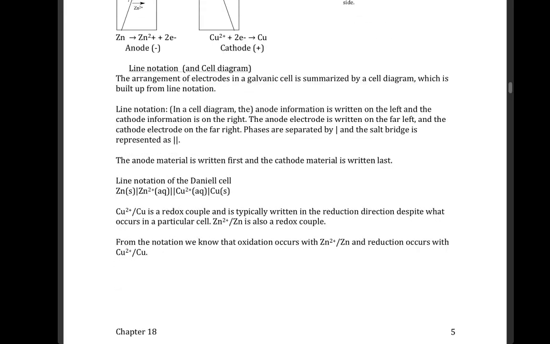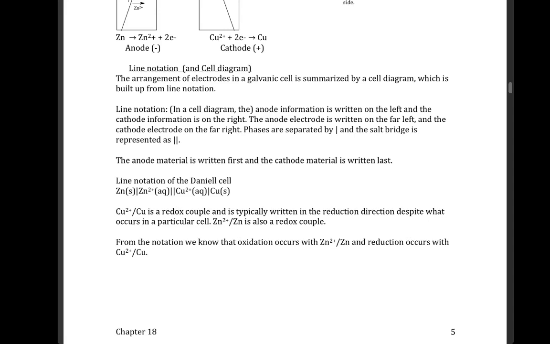Okay, some new terminology also is Cu2+/Cu. That's what's termed a redox couple, and it's typically written in the reduction direction despite what occurs in a particular cell. So that's a redox couple in the Daniell cell. The other redox couple is Zn2+/Zn.